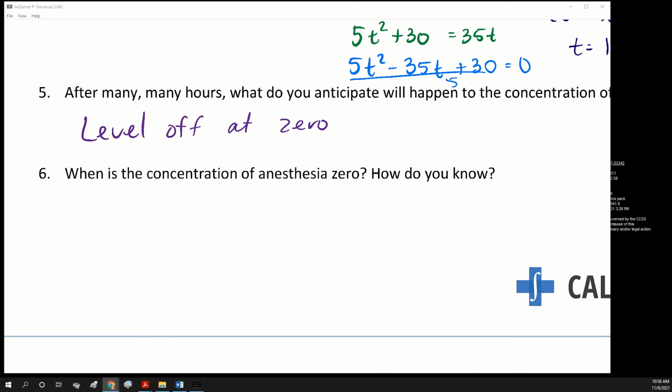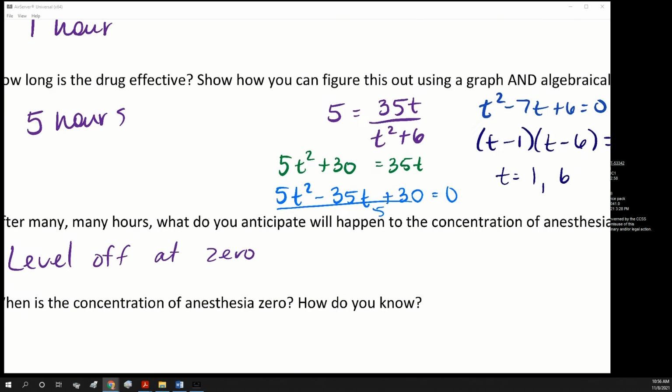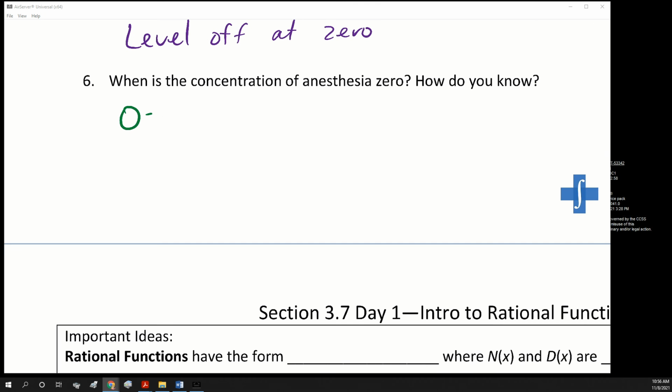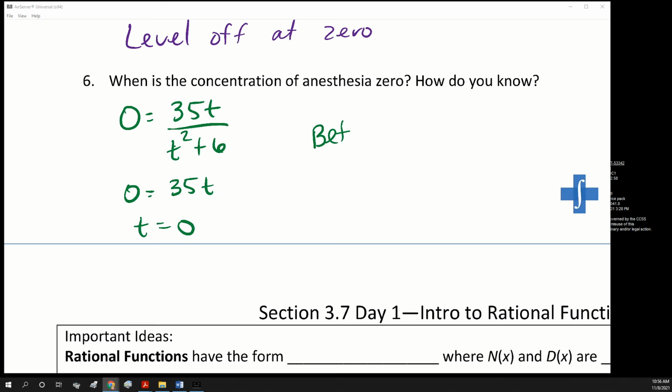Do you guys know when that is? The very beginning, before they put it into your blood. So we could do the same thing algebraically like we did up here at 4. We would set it equal to 0. 0 is, in this case, the concentration. And then when we multiply 0 by the denominator, it gives you 0. And then when you solve, you get that t is 0. So before the drug is administered.